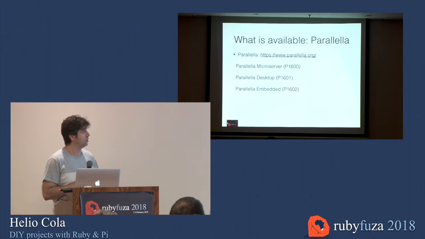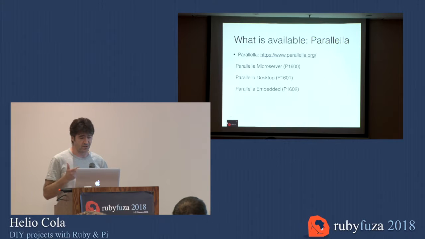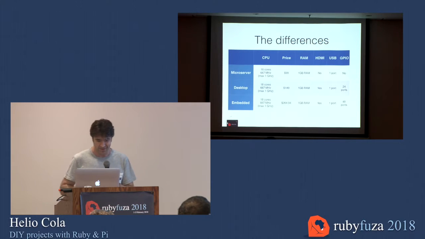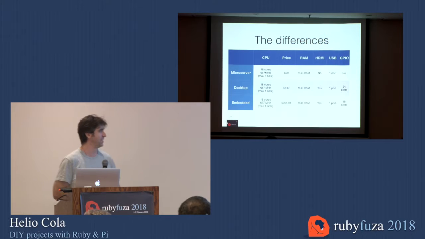Parallella is another board. That's a website. They have 3 models. They have a microserver, a desktop model, and an embedded model. And the main difference between Parallellas and Raspberry Pis are the CPU and the price. These small boards have 18 cores. And it's unbelievable.